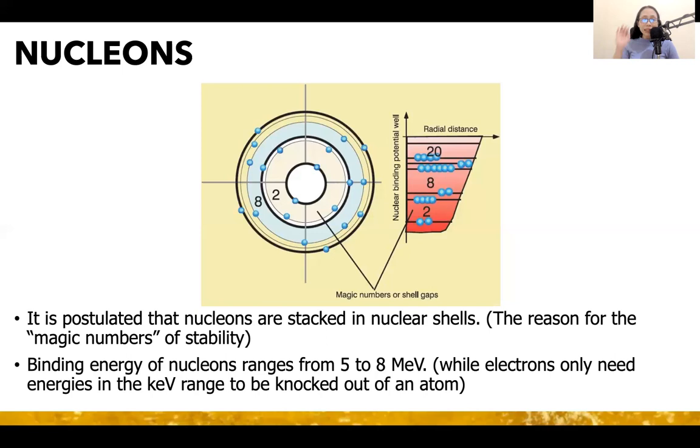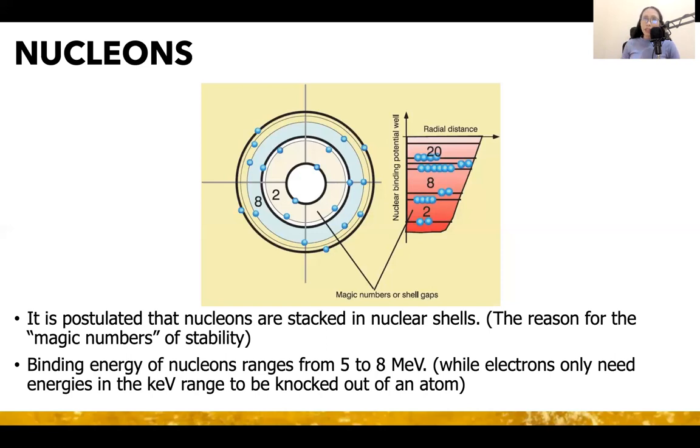Now, we will not dive deeper into this theory. For this subject, it is enough for you to know that there are what we call nuclear shells in the nucleus of an atom. And these nuclear shells can explain why we have the so called magic numbers.